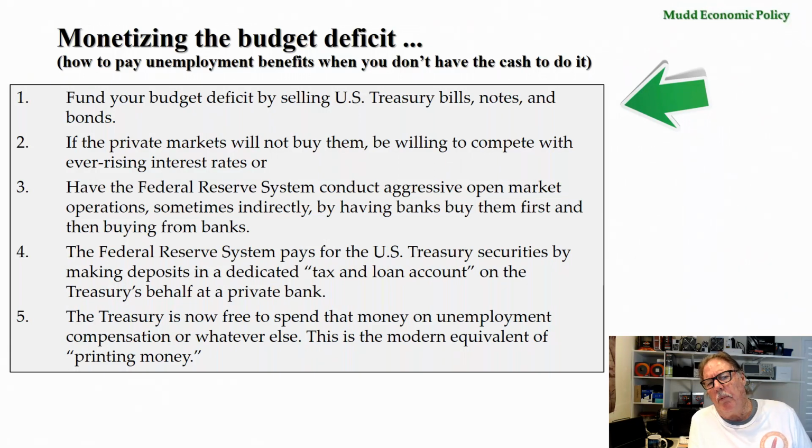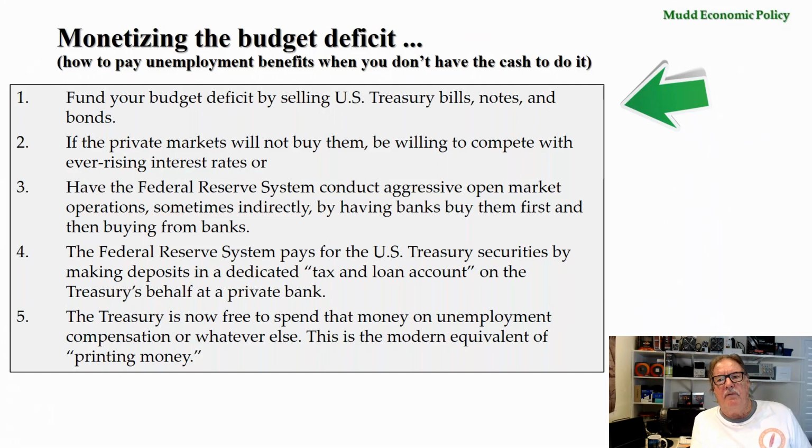When we look at open market operations and see that at least indirectly, the Federal Reserve System actually buys them and puts them in their inventory when they conduct open market operations, the question has more or less been asked, is this how you monetize the budget deficit in the modern era? The question, how do you pay for unemployment benefits at a Great Depression level when you don't have the cash to do it? And the answer is absolutely. This is what is going on. This is how it has to happen.